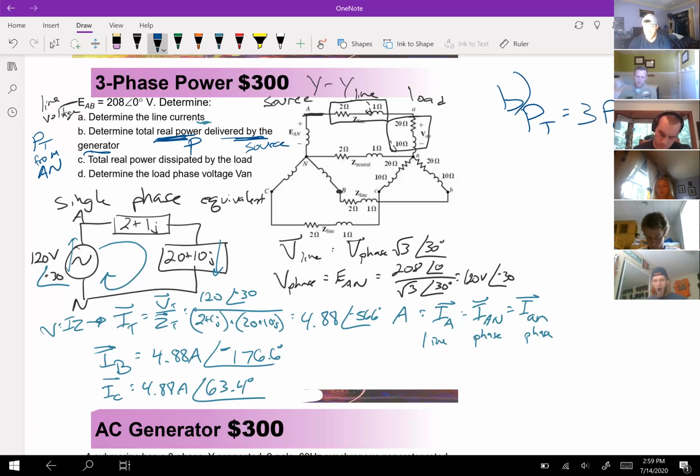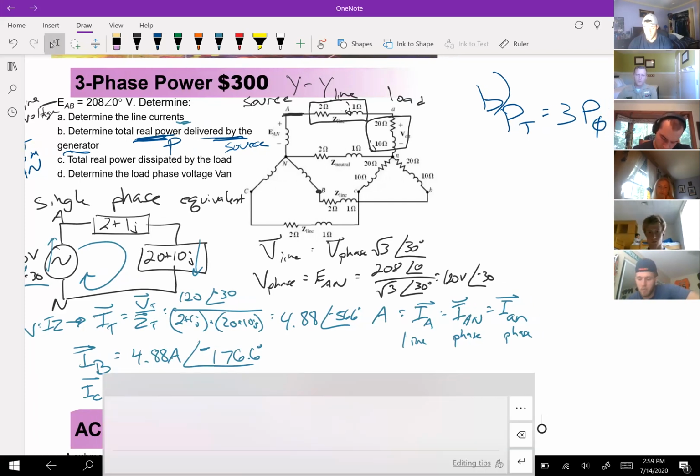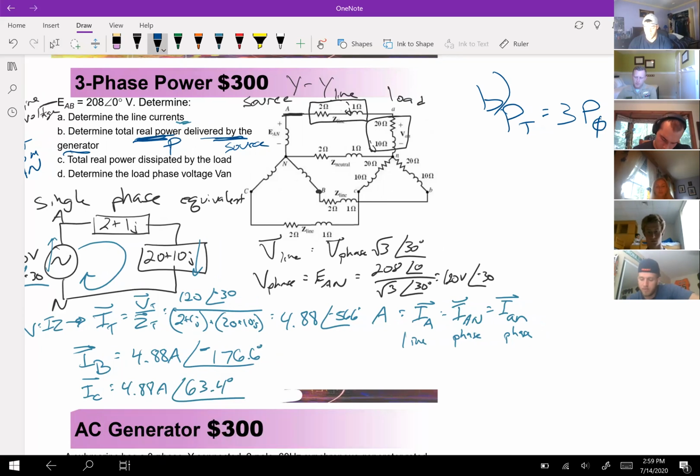So remember that P total equals 3 times the P of a single phase. Here's part B over here on the right. Okay, so P total is equal to 3 times the single phase. Well, the single phase on the source side is capital A, capital N. So then I can plug in. There's multiple ways to do this. I want to make sure I do it right.